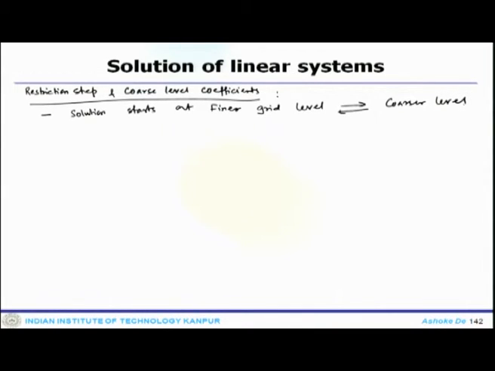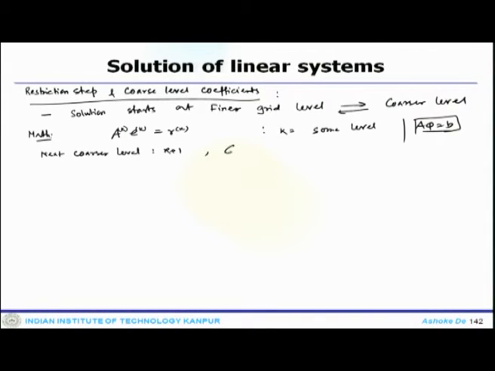If one has to put this mathematically, then one can write A_k E_k equals R_k, where k stands for some level. The actual system that we are solving is A e equals b, our standard system. Now, the next coarser level is at k plus 1, and the error will be restricted.